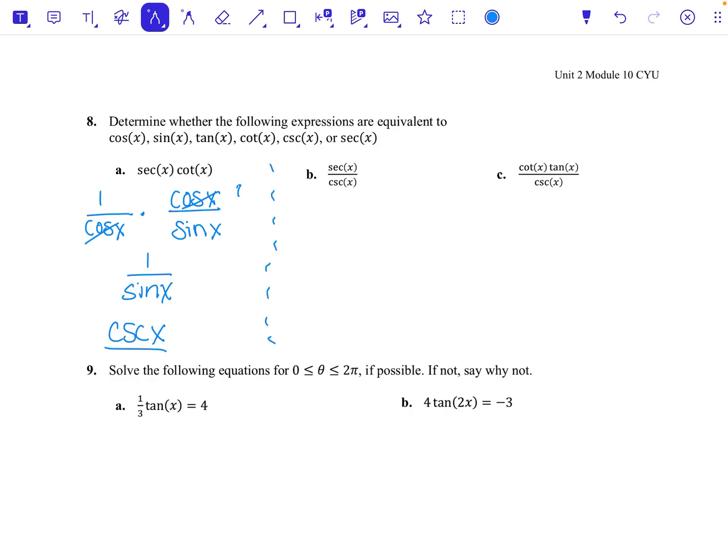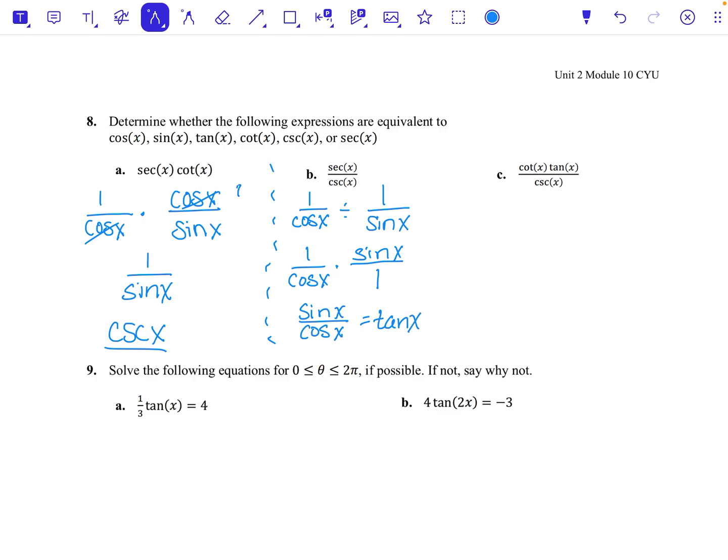All right, next one, we've got a division problem coming up here. So we have secant, so 1 over cosine of x, divided by cosecant, which is 1 over sine of x. And since I'm dividing by a fraction, if we remember, that's the same thing as multiplying by the reciprocal. So I'm going to flip my fraction, and I end up with sine of x over cosine of x, which is really just equal to tangent of x.